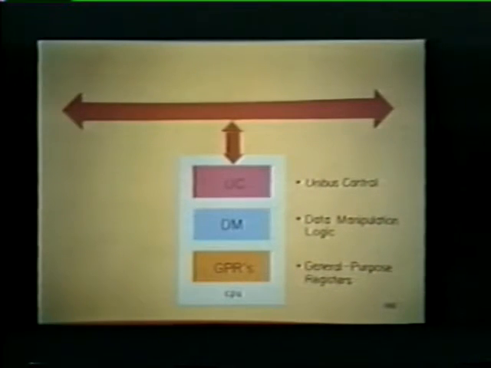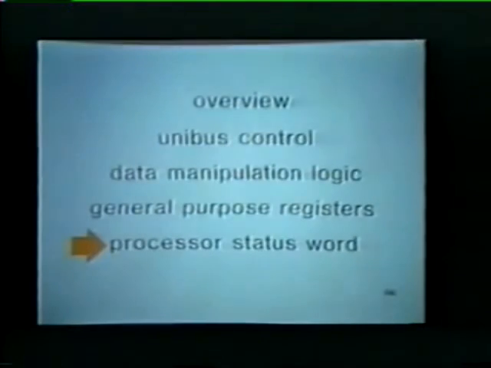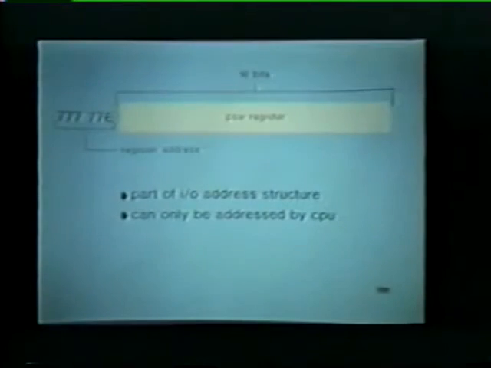We've now covered the three major processor elements: the unibus control, the data manipulation logic, and the general-purpose registers. The final topic in this study unit is the processor status word, or PSW. The PSW is stored in a 16-bit register located in the processor. This PSW register has its own address so that it can be both read and loaded.